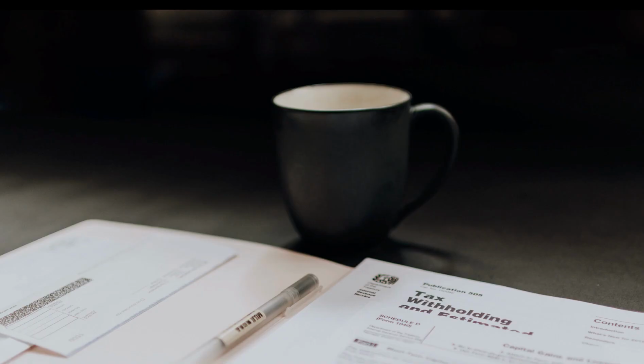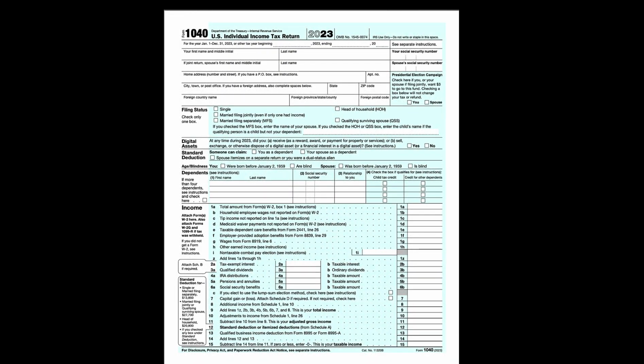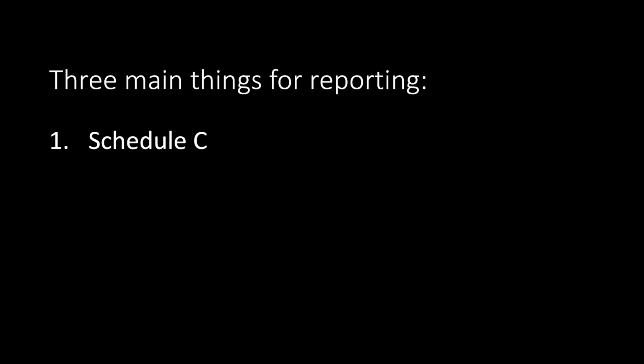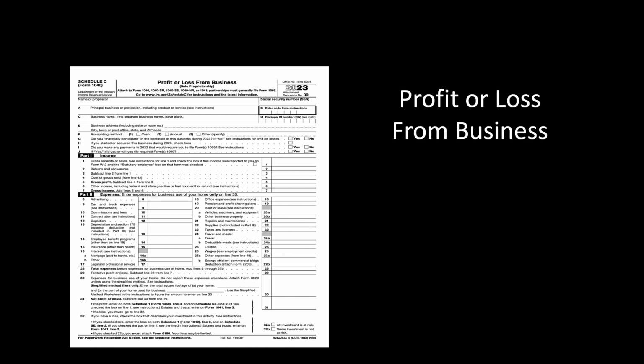What does it mean to report for tax purposes? There are 3 main things you need to do. First, when you file your tax return at the end of the year, which means filing Form 1040 for most individuals, you will need to use something called a Schedule C form to share your sales and expense totals with the IRS. Schedule C is titled Profit or Loss from Business.